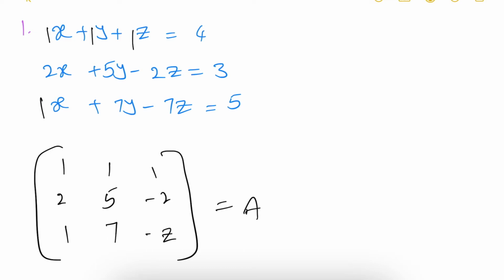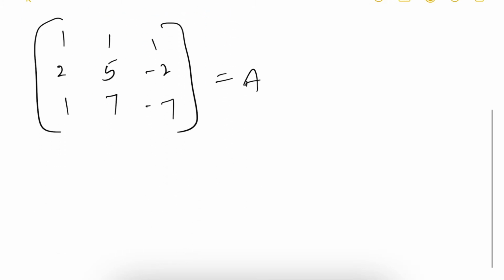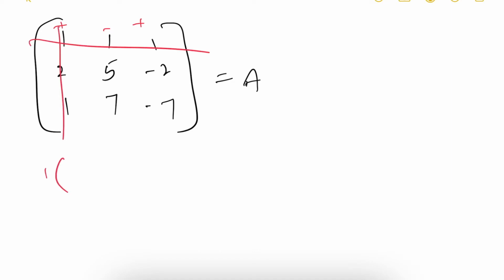Now let us find the rank of this matrix. Sorry, this is minus 7. To find the matrix rank, first of all I will go with the determinant. The signs are plus, minus, plus. So first, 1 into, if we delete this row and this column, 5 into minus 7 is minus 35, then 7 into minus 2 is minus 14. So minus 35 minus 14 is minus 21.